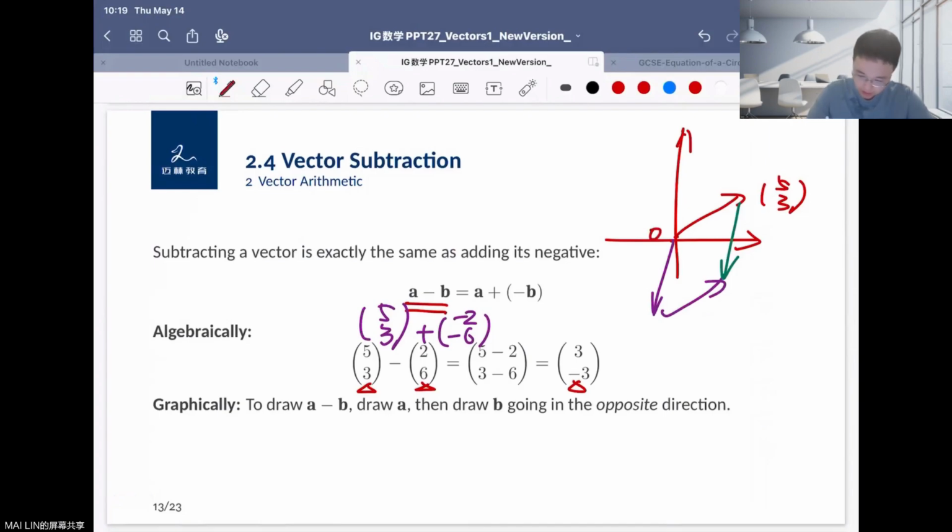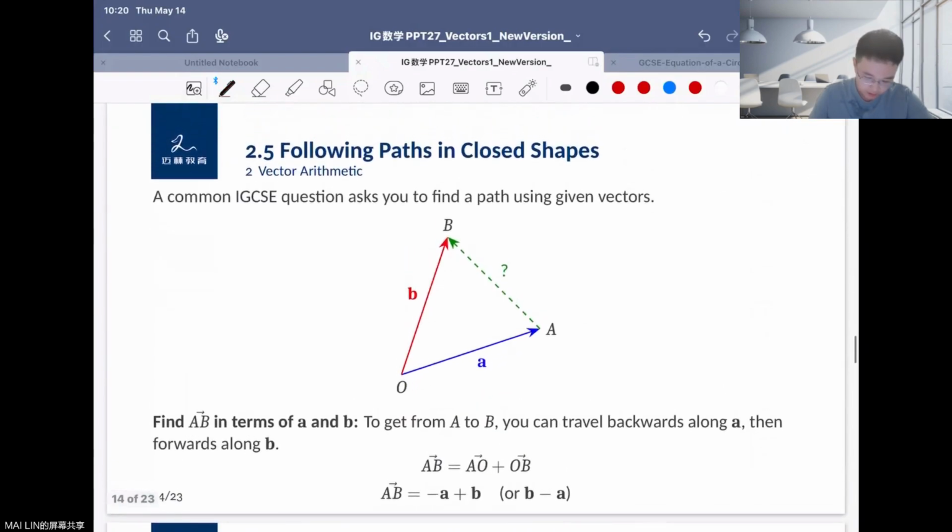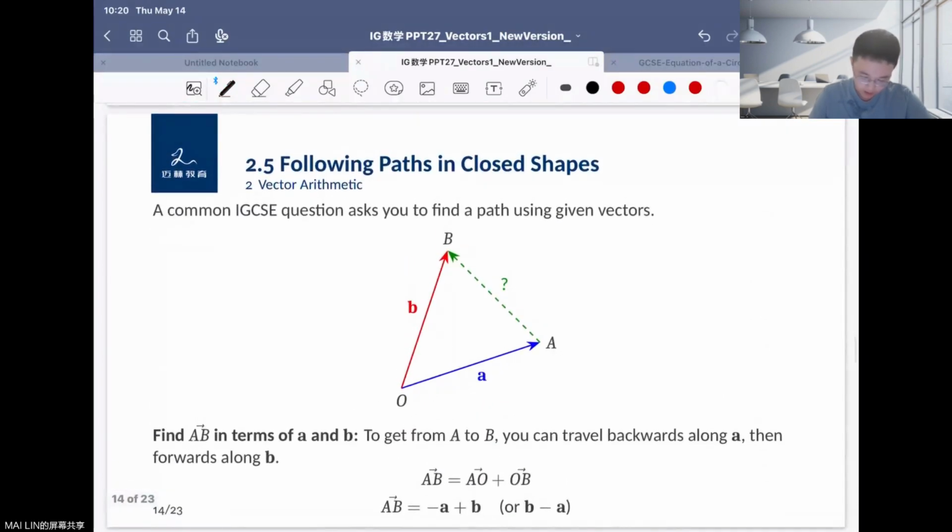So you can say here, from the O point to A point to B point, we can just connect it from OB directly, okay? That is a vector subtraction right here, okay? So if you want to represent it using a small arrow like AB, okay?